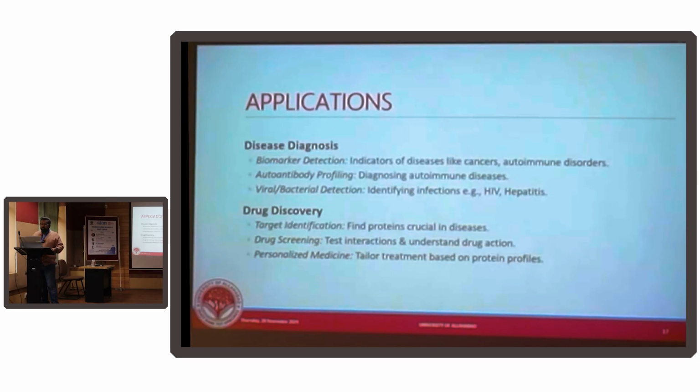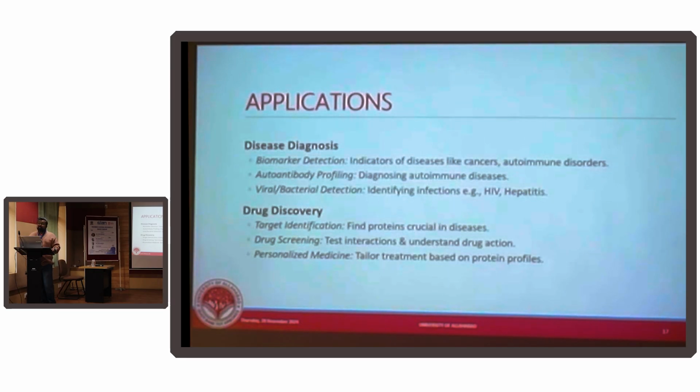And what do you do? First of all, we can do biomarker detection, the presence of biomarkers. You can have autoantibodies or autoimmune disorders, which you can very easily screen. Then you can do autoantibody profiling. Again, for autoantibodies, I'm indicating autoimmune disorders. You can check those profiles to see that, okay, this particular person is having autoantibodies against these proteins.